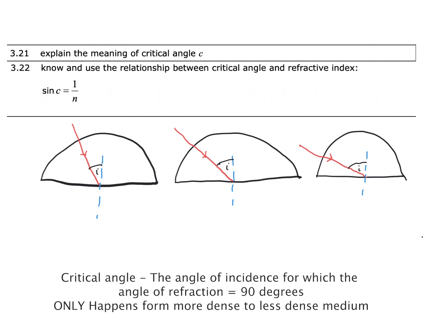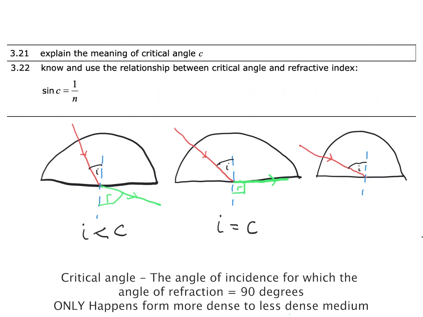That's because when we're going from more dense to less dense, the ray is going to speed up and move away from the normal. So if I draw my ray of refraction onto the first one, I will see the light exiting the glass block and bending away from the normal. So because my angle of refraction is less than 90 degrees, I know that my angle of incidence is less than the critical angle. For my second glass block, I'm going to have the angle of incidence equal to the critical angle. Therefore, the ray of refraction is perfectly along the glass block at 90 degrees.